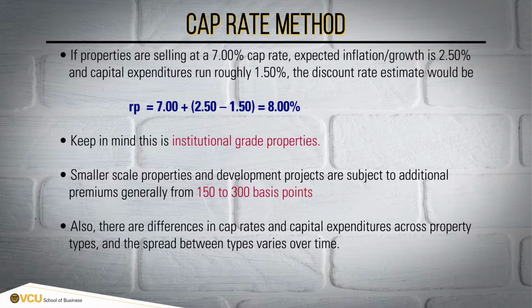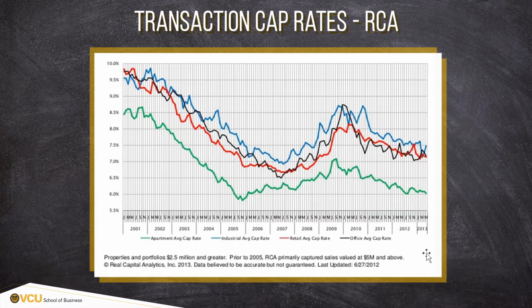A little hint or a note: the discount rate is typically always larger than the cap rate. And again, keep in mind, this is an institutional grade kind of an estimate. You would typically see a premium of about 150 to 300 more basis points on investments that are of less caliber. Okay.